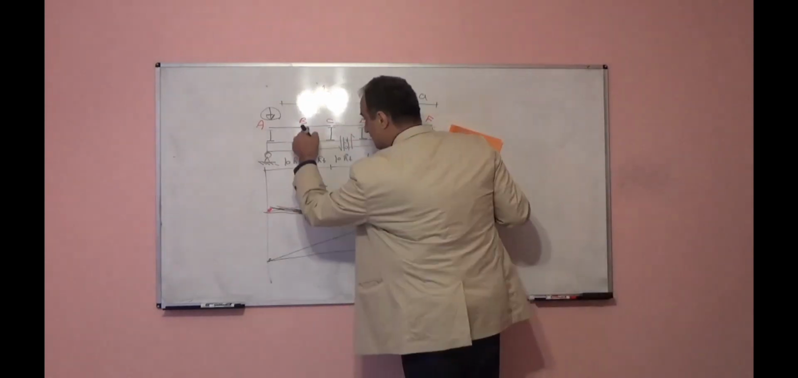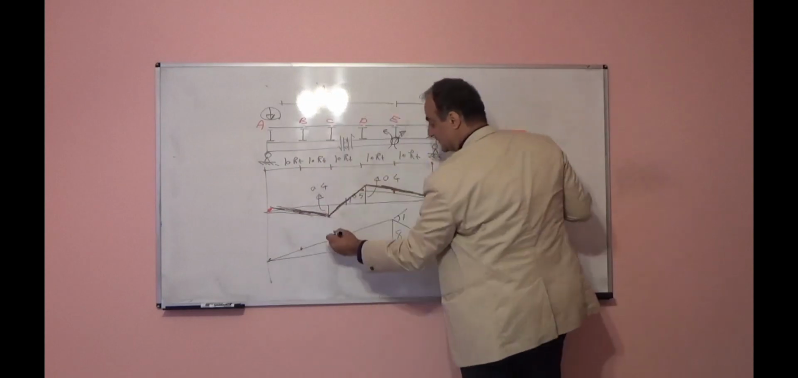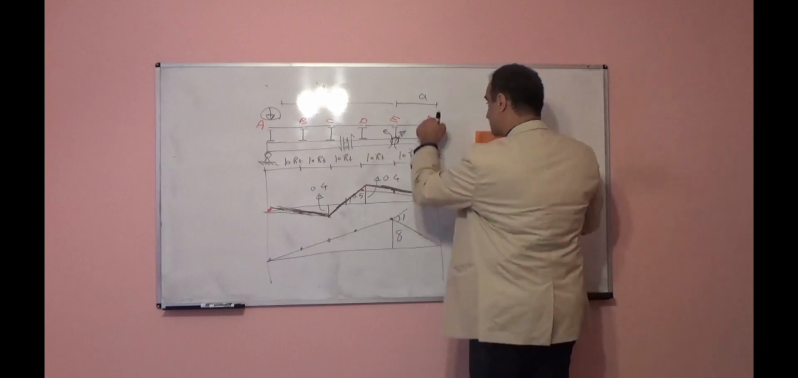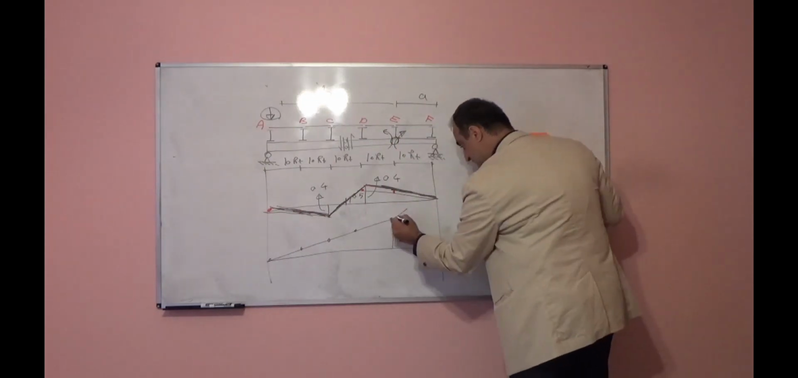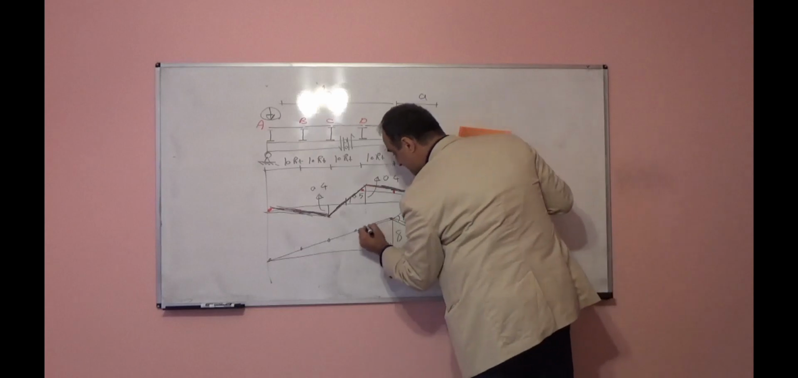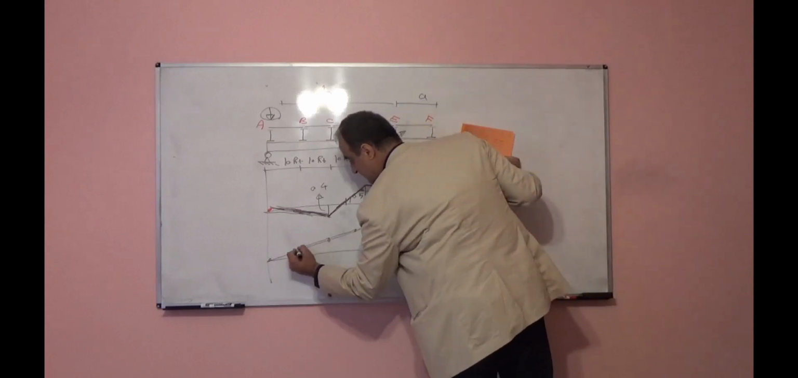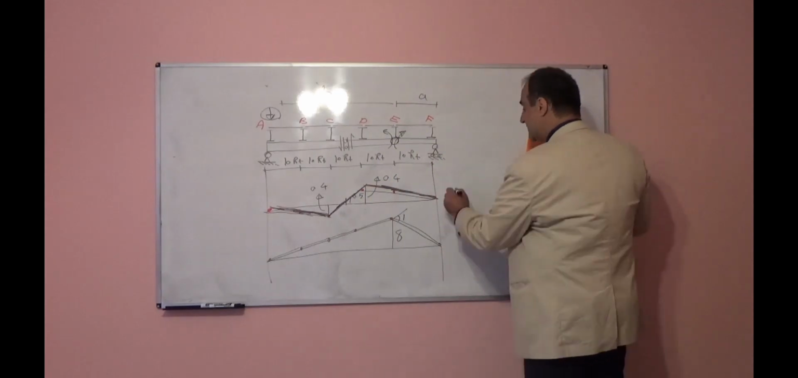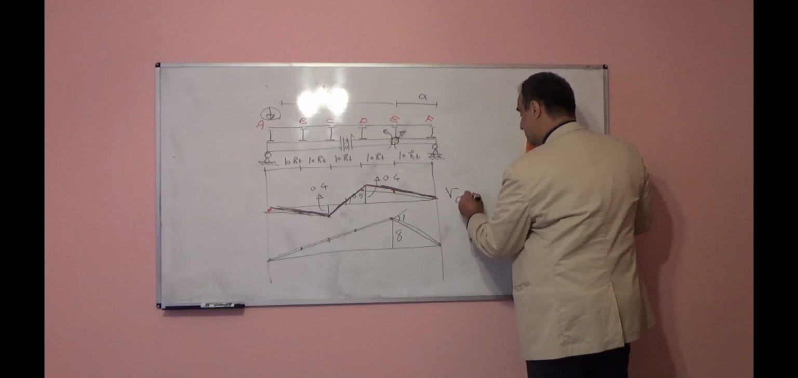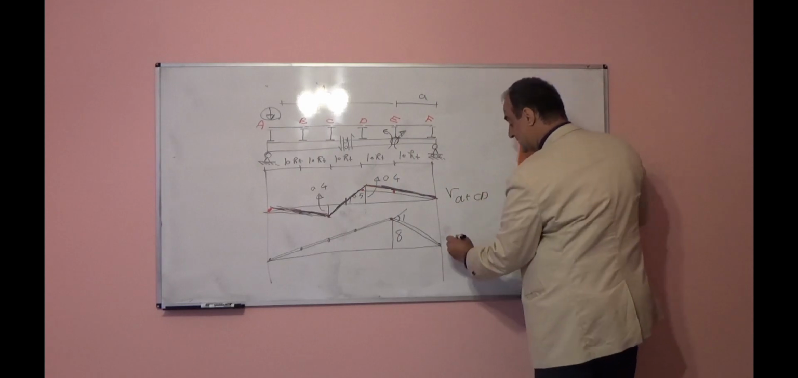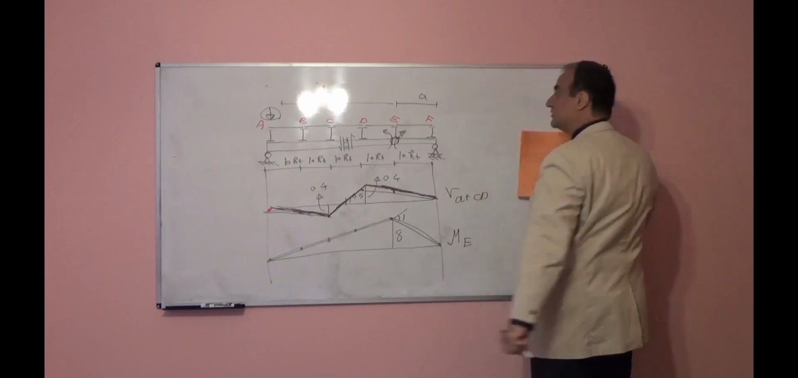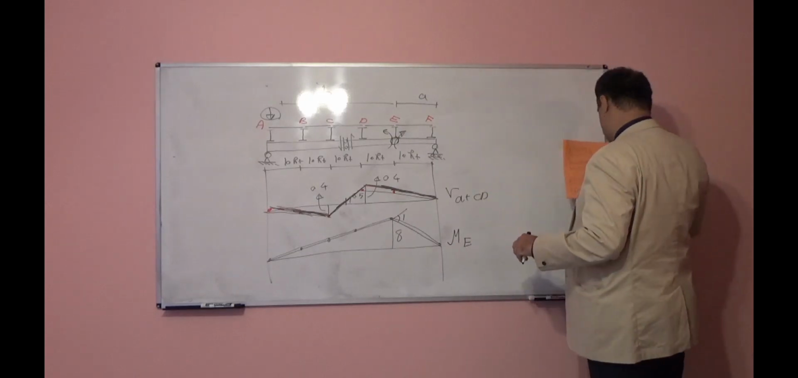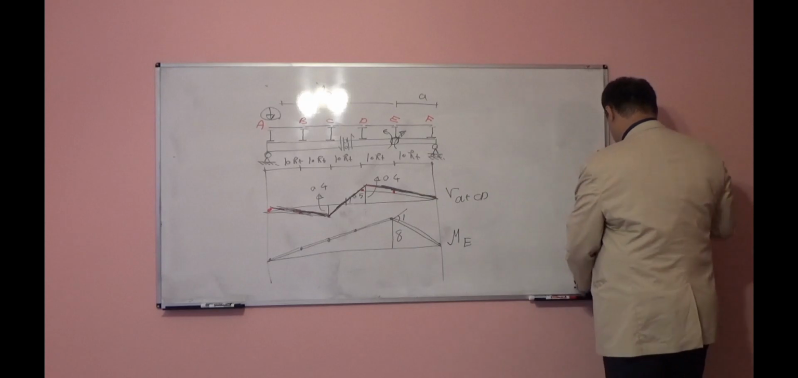Point A is here, point B is here, point C is here, point D is here, point E is here, point F is here. So if you attach these points, you will get the same shape. So this shape will be the influence line for moment. This will be shear at CD panel. This will be moment at point E. Let's look at the next one.